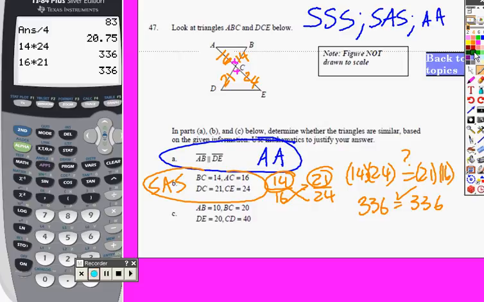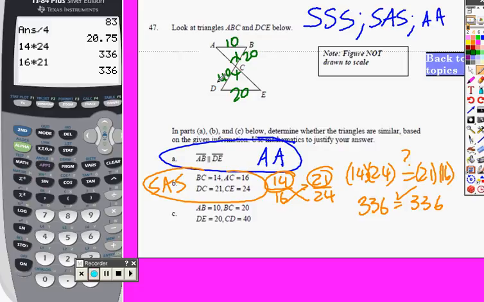All right, last problem. Let's start with a blank slate. I can add back in those vertical angles. Now I'm going to label it. AB is 10, BC is 20, DE is 20, and CD is 40. Now looking at this, I can see if I multiply 10 by 2, I get 20, and 20 by 2, I get 40, which implies that the sides are proportional.